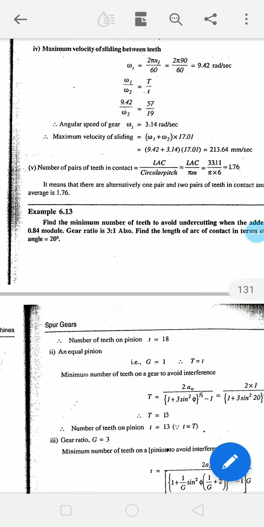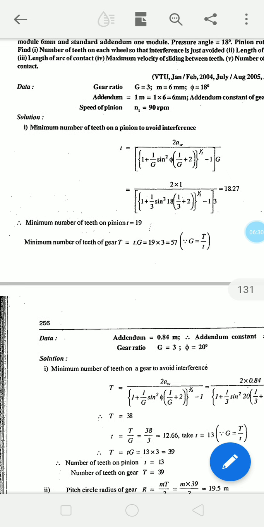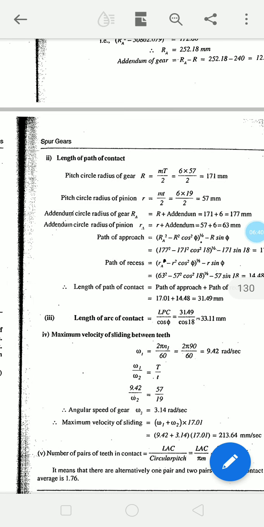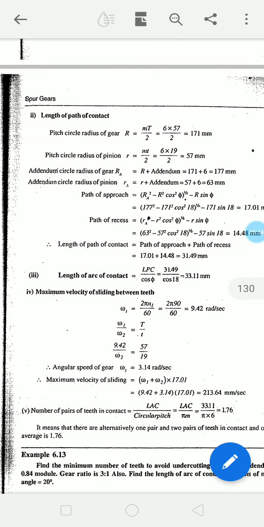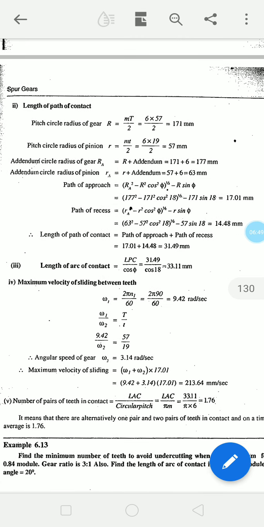Now after getting the minimum number of teeth, what it means, if you take 19 for the pinion and 57 for the gear, you can avoid the interference, right? Now next one, length of path of contact. Already you know, the length of path of contact is the summation of path of approach plus path of recess. So directly we can take the length of path of contact equation, or else we can find individually path of approach and path of recess.